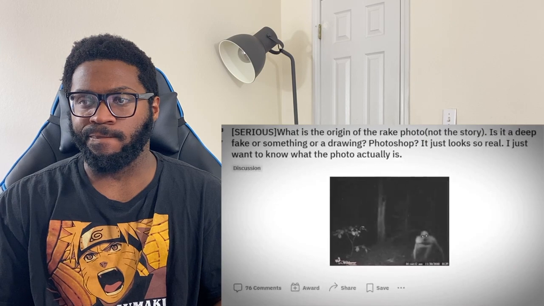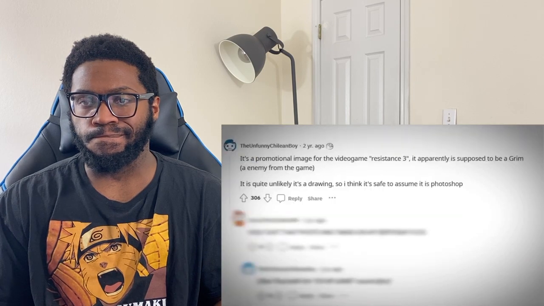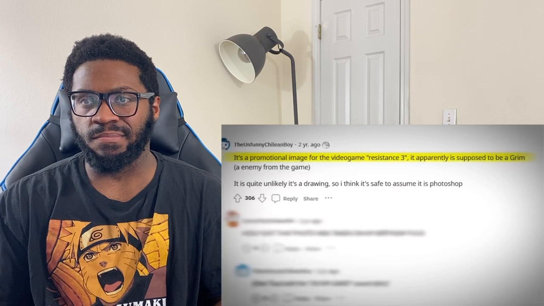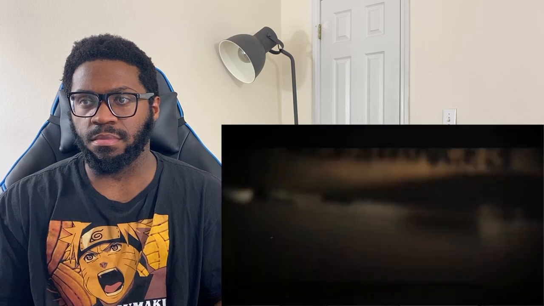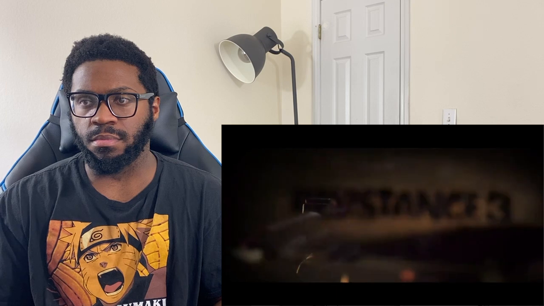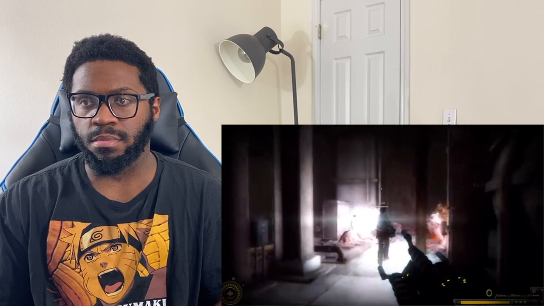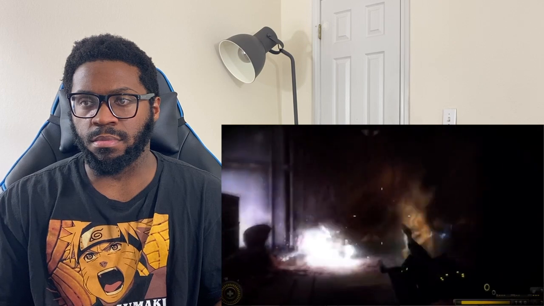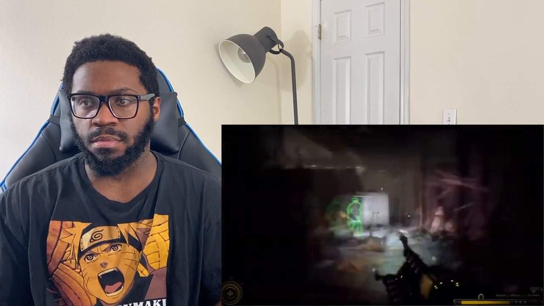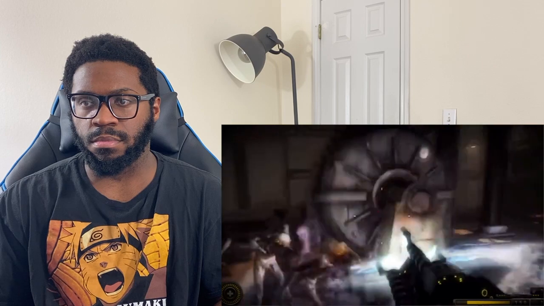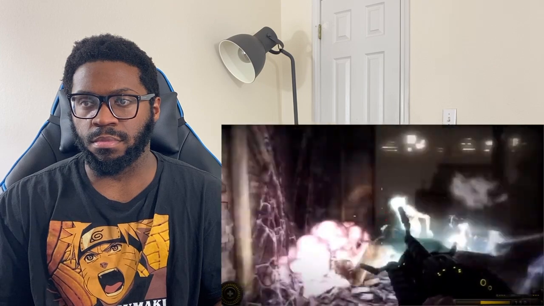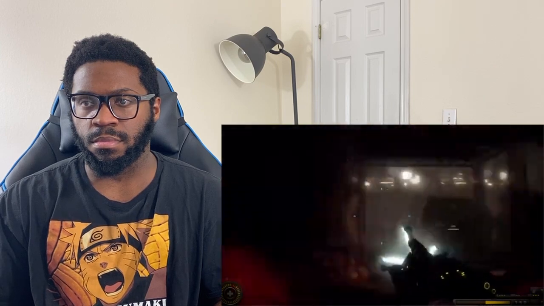While doing research on the origins of the photograph, it turns out it was actually part of a large marketing campaign for the video game Resistance 3, which was released on September 6, 2011. In Resistance 3, there's a brief moment where players encounter a similar creature known as the Grim. The design of the Grim, with its pale and emaciated appearance, resonated with the collective imagination of the online community, leading to the adoption of the image as the visual representation of the creepypasta that is the rake.